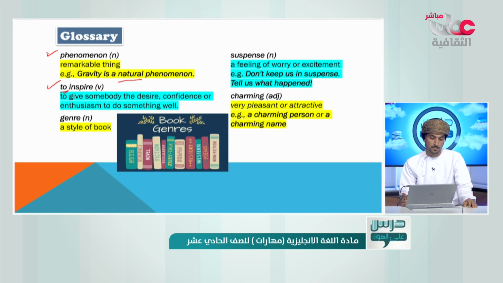We have also here the word genre. It is a style of book. As you can see in the picture here, we have got a list of genres. We have got here, for example, non-fiction, poem, western, history, drama. We call all of these genres.